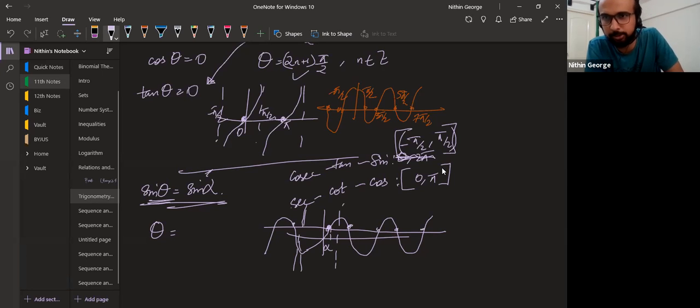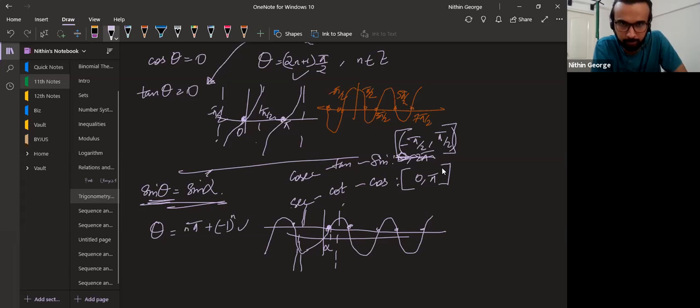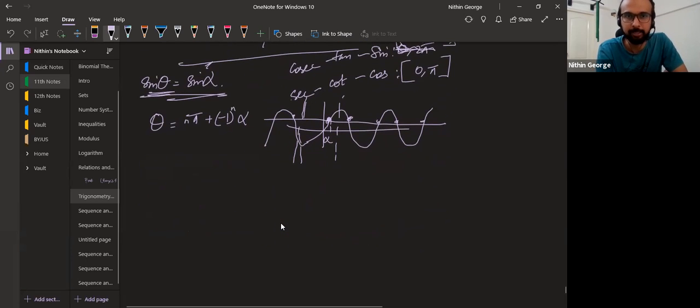Guys, you did general solution, right? Can you please talk to me? What do you do here? N pi plus minus 1 power n alpha. Thank you. Okay, we'll progress faster now. So theta equals n pi plus minus 1 power n alpha.